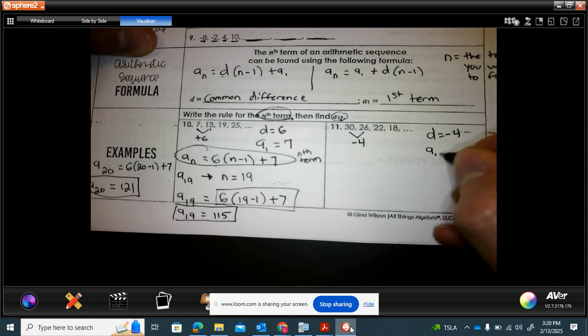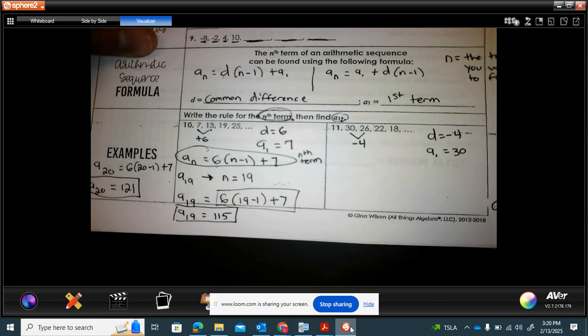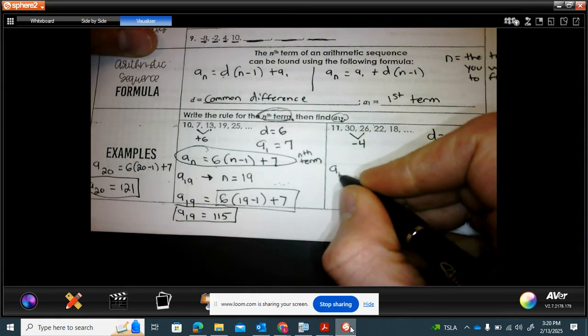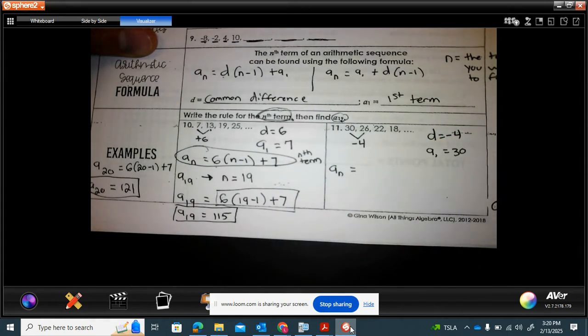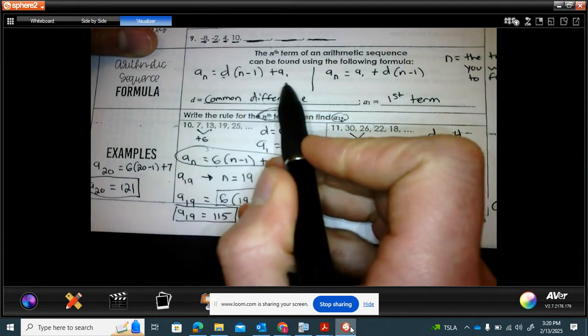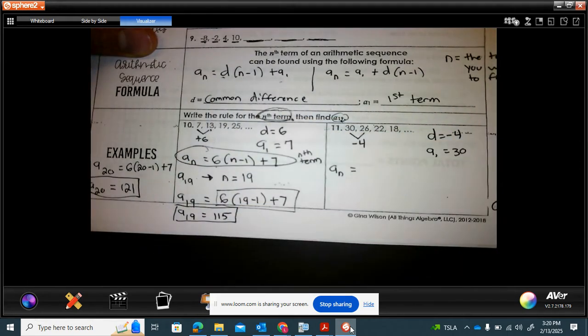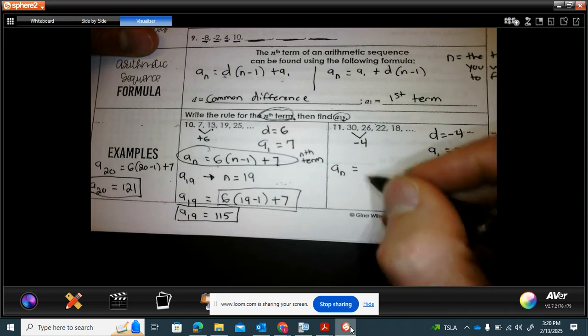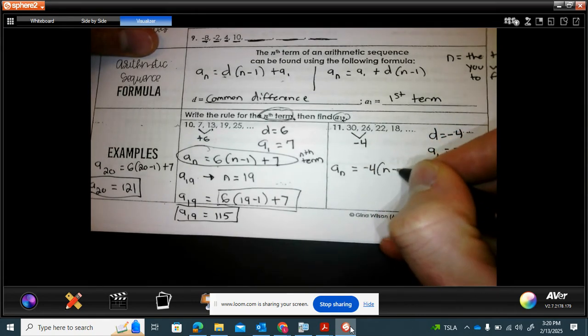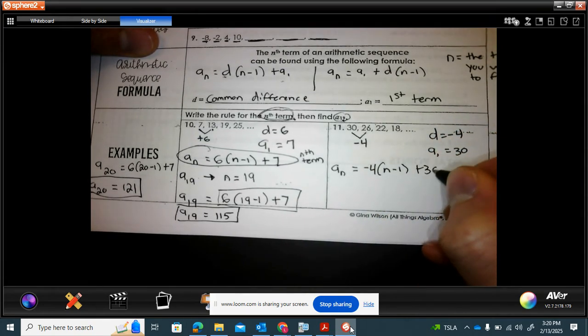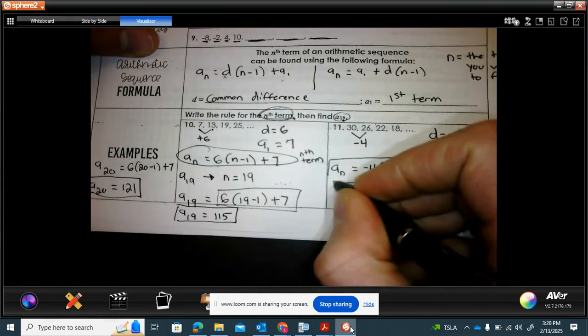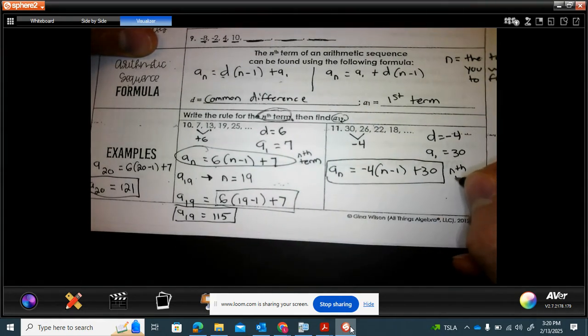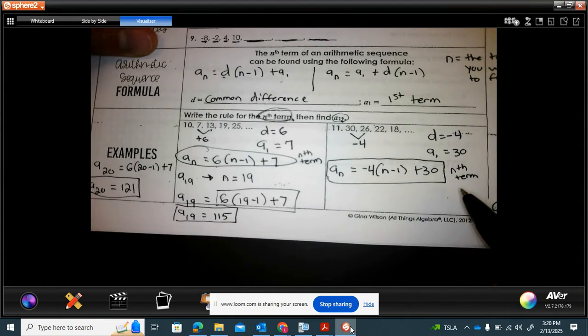My very first term is 30. And so I want to find the nth term first. So I keep all my n's. So I plug in D, and I plug in A1. So to find the nth term, you always plug in D and you plug in A1, and you leave the n's. So it's going to be negative 4, n minus 1, plus 30. That is the nth term, or that is the equation to find any number in the sequence.